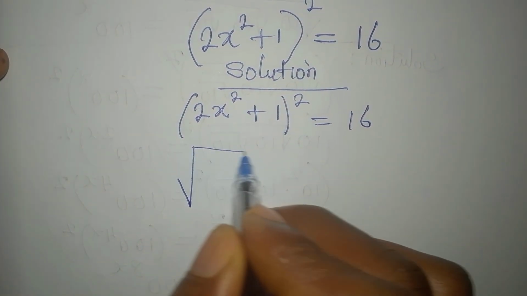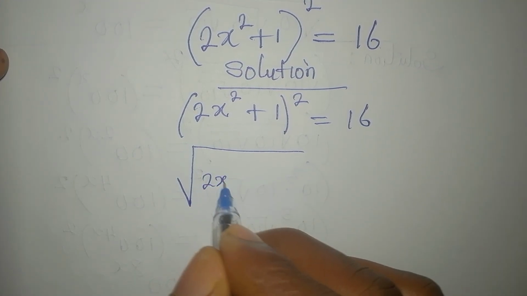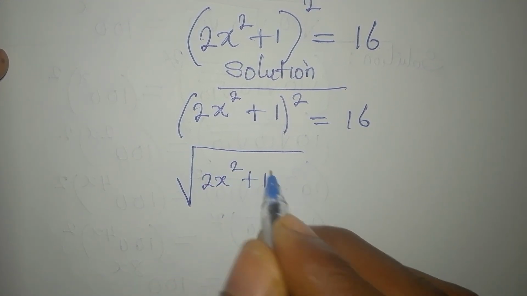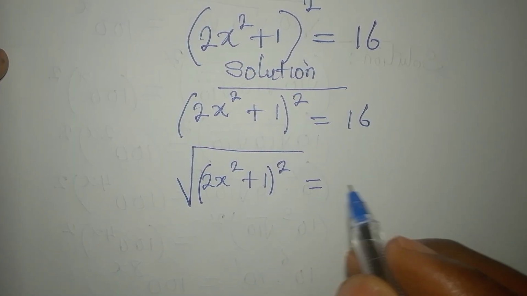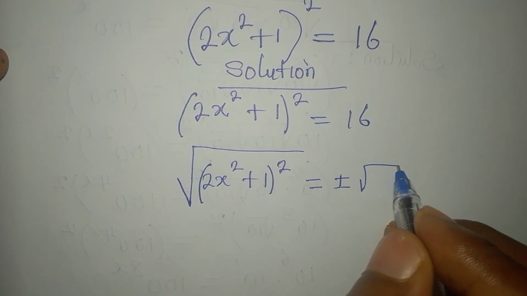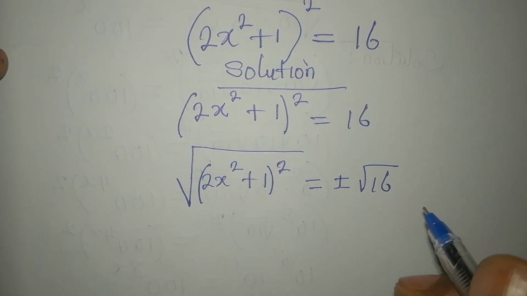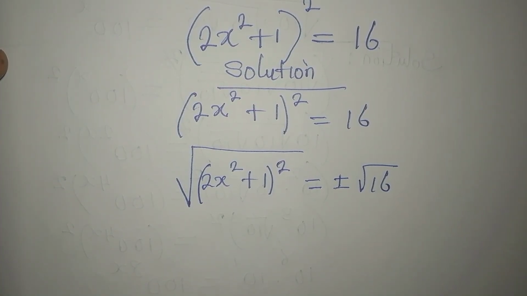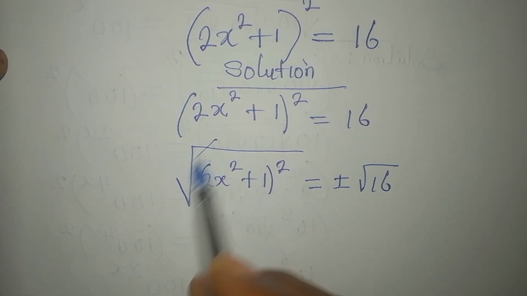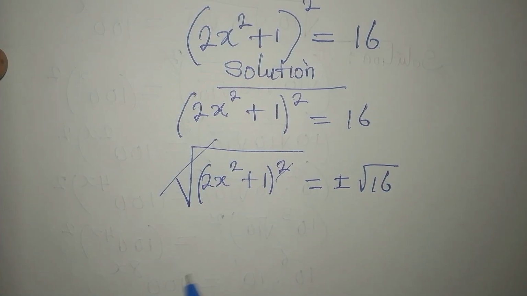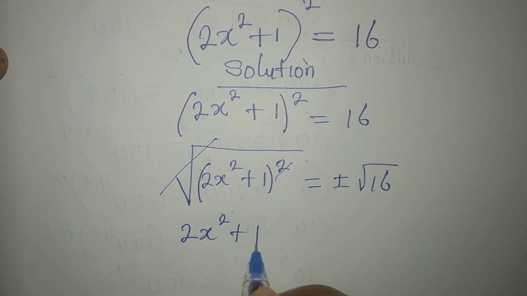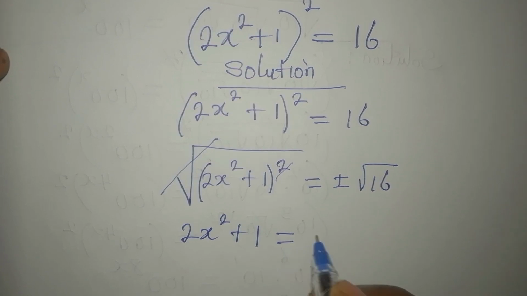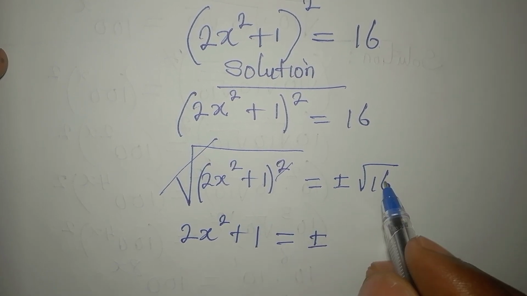So we'll take the square root of (2x² + 1)². Then on the other hand, we'll take the square root of 16, and that will give us plus or minus root 16. Now this is going to go with this, and that was the reason for taking the square root of both sides. So now 2x² + 1 is equal to plus or minus the square root of 16, which is 4.